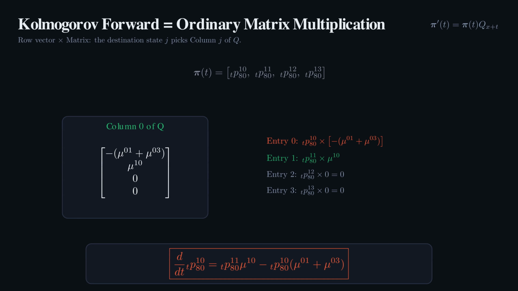Kolmogorov forward is ordinary matrix multiplication. The destination state picks a column of Q. For the derivative of tp81,0, multiply the state vector by column 0. That gives inflow from rehab minus outflow from healthy: tp81,1 times mu10 minus tp81,0 times (mu01 plus mu03).